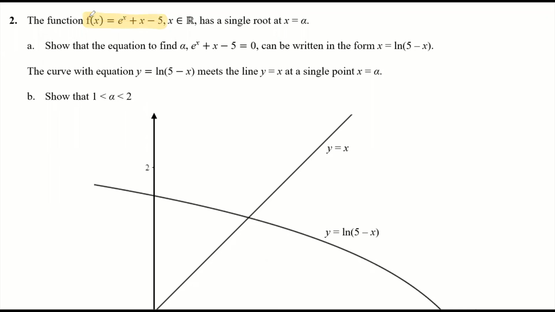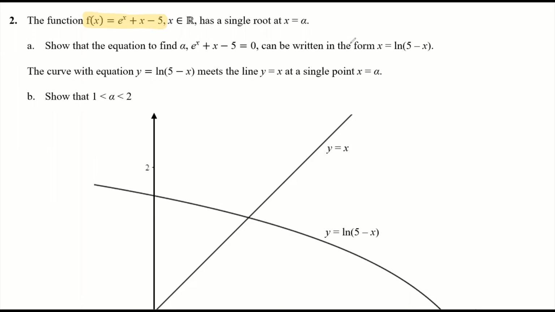So we're told it has a single root at x equals alpha. Now, our first job is to find an iterative formula in essence, really. It doesn't say that explicitly, but we're asked to rearrange it. So it says show that the equation to find alpha can be written in the form x is equal to the natural log of 5 subtract x.